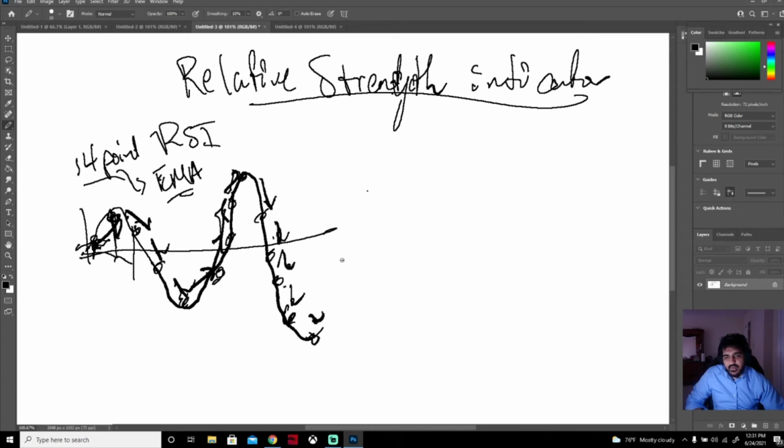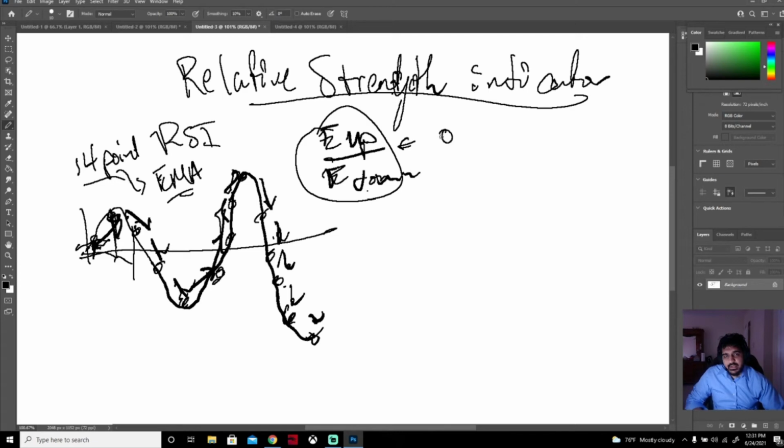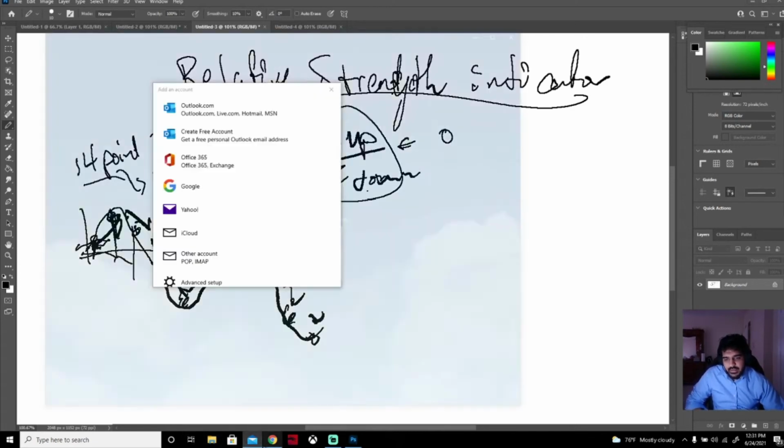And what you do is you basically do EMAs of both. So you have EMA of ups, and then you have an EMA of downs. And this will give you some sort of fraction. So it can never really be anywhere less than 0, generally.